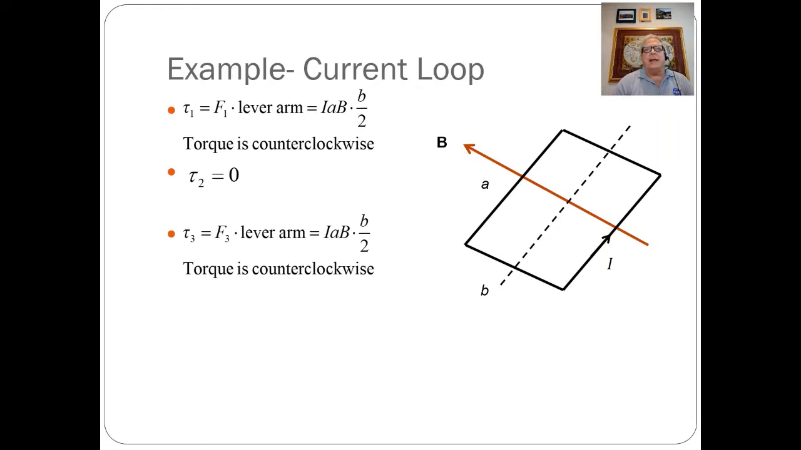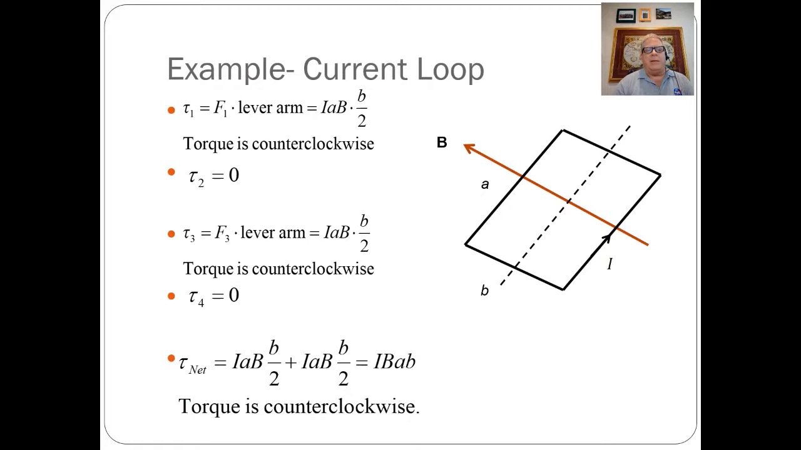There is the same amount of torque exerted on side 3 as there is on side 1, because it's the same amount of force and the same distance to the axis of rotation. But now this torque is also going counterclockwise because the force over here pointed down. And on side 4, there was, again, no torque. So the total amount of torque that we have is IAB times little b over 2 plus IAB times little b over 2, which gives me I times big B times A times b.